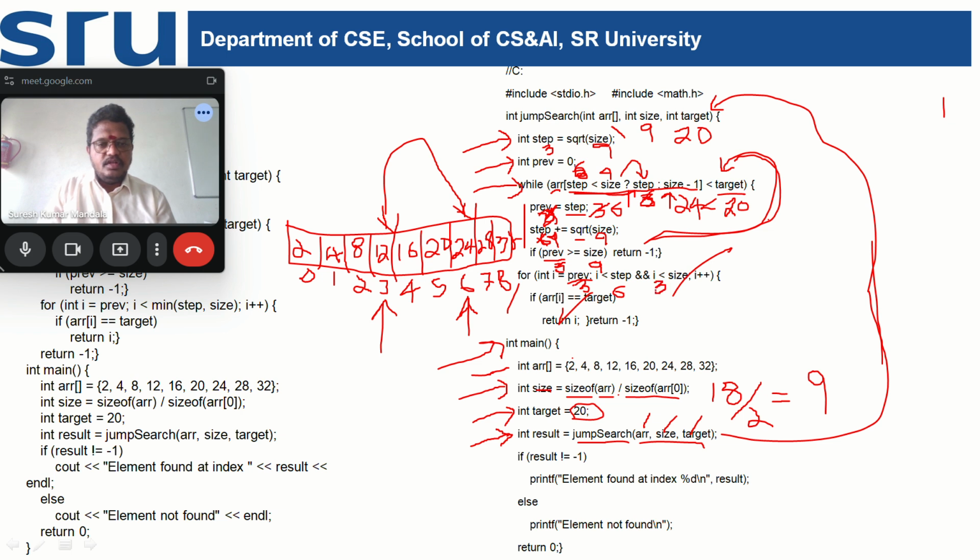What is the I value? 3. And what is the size value we are having? 9. 3 is less than 9. The condition is true. Both are true. Then it will enter into the inner for loop.